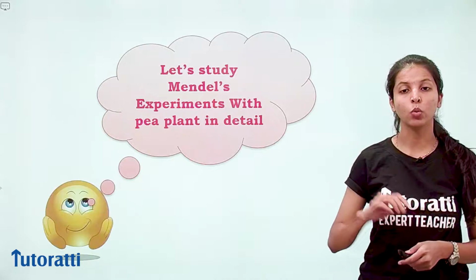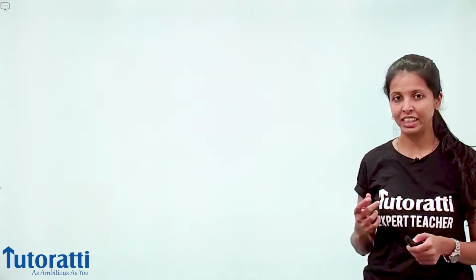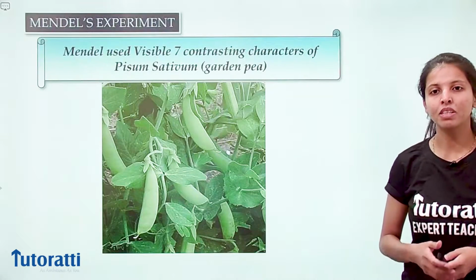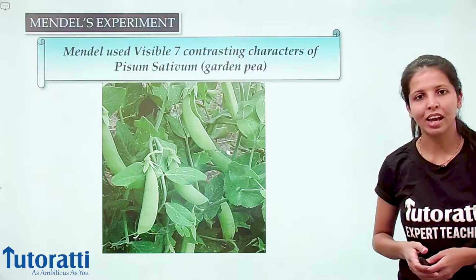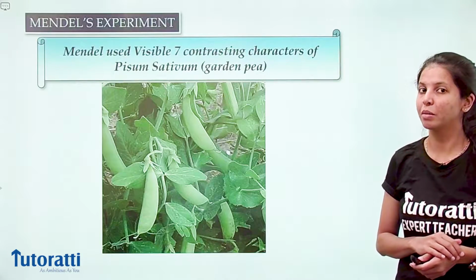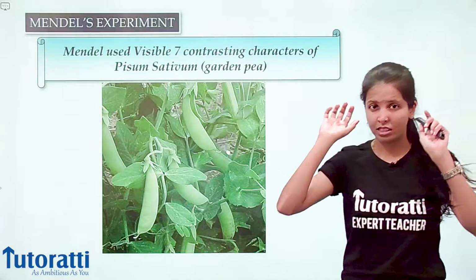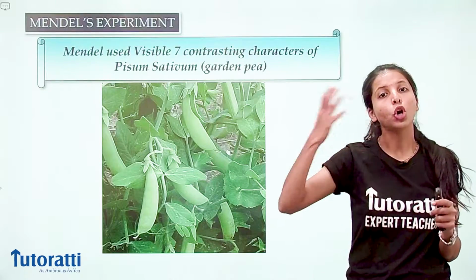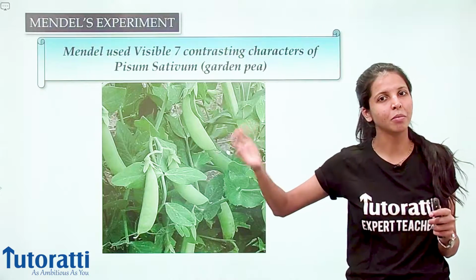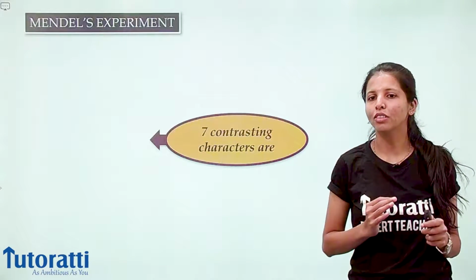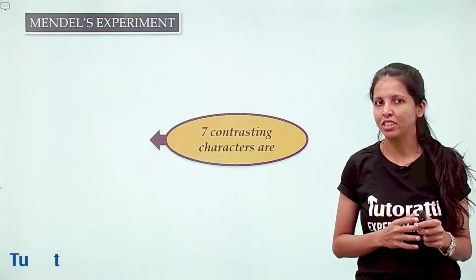Mendel's experiment with pea plant in detail. Mendel used seven visible contrasting characteristics of Pisum sativum. Pisum sativum is nothing but garden pea. He took seven visible characteristics, meaning appearance-wise visible, and contrasting is nothing but one character being different from another. Let us have a look at those seven visible contrasting characters.